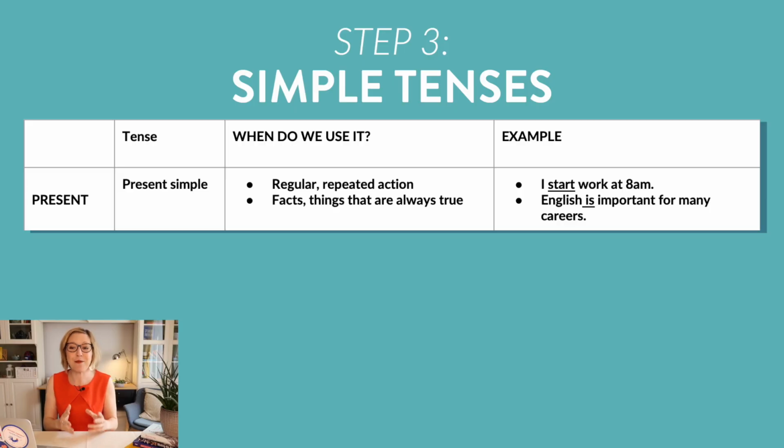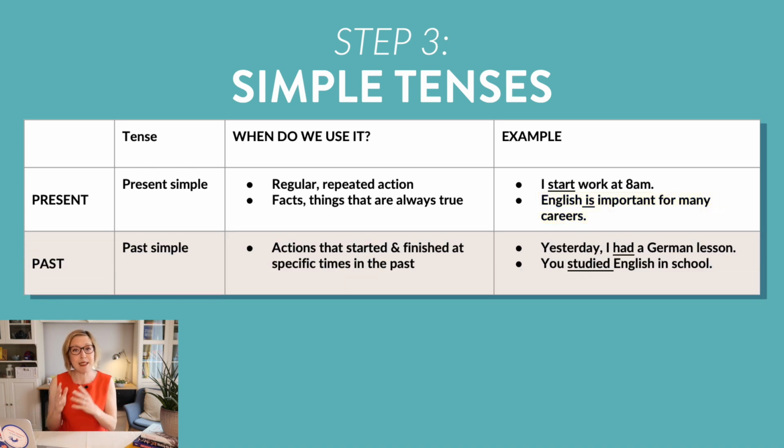So let's start with the simple tenses. So the present simple, we use this for regular repeated actions. For example, I start work at 8 a.m. It's pretty much every day. We also use the present simple for facts or things that are always true, like English is important for many careers. It's just a fact.